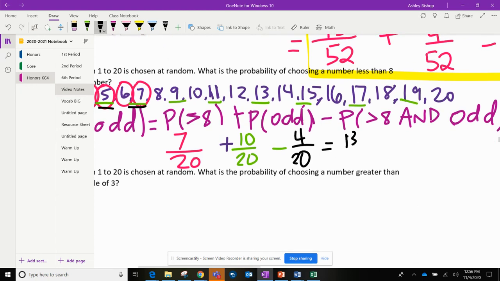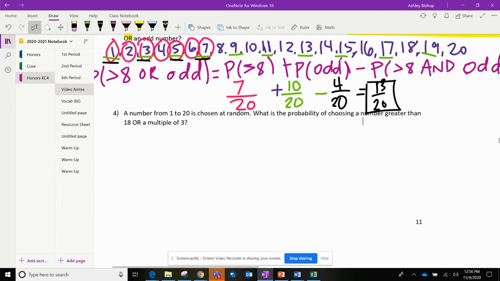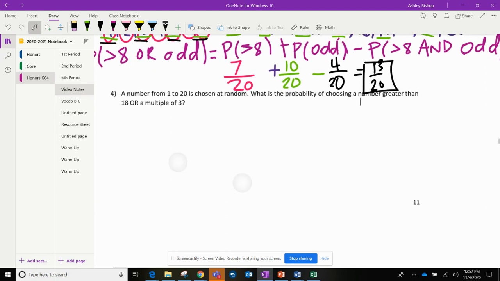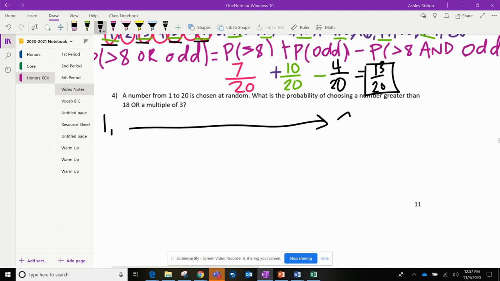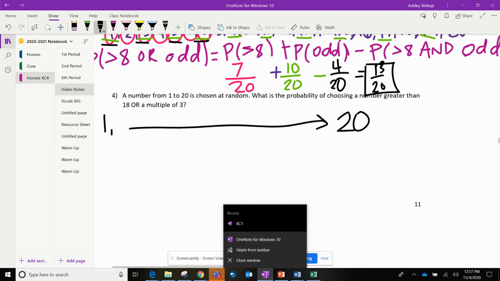All right, make sure you ask questions if you have them. All righty, last one. A number from 1 through 20 is chosen at random. What is the probability of choosing a number greater than 18 or a multiple of 3? Again, you have your numbers 1 through 20. And I'm going to go through this one kind of fast. I will upload a picture of this one, though.